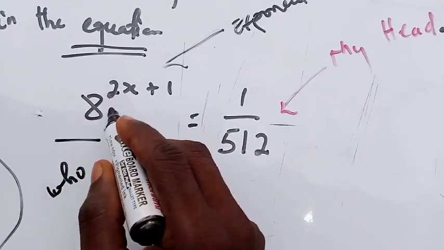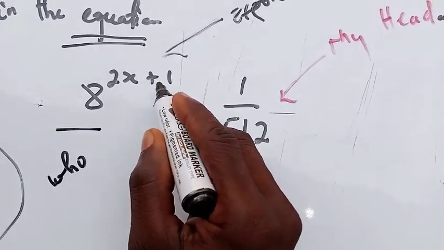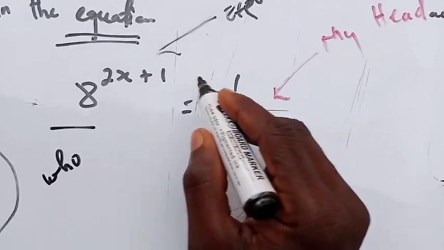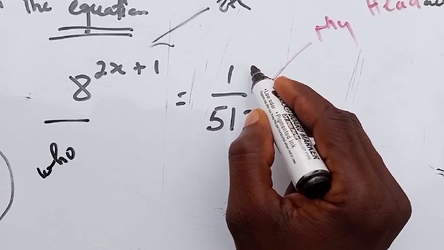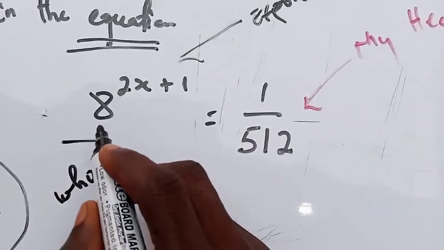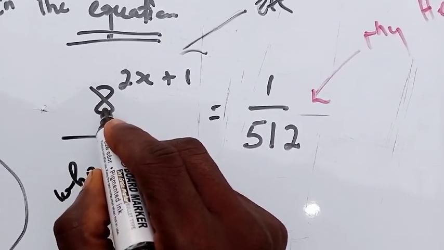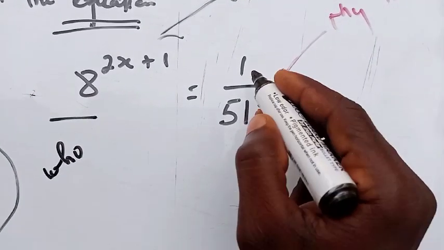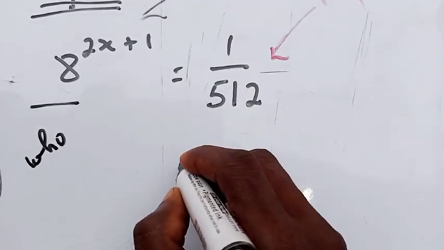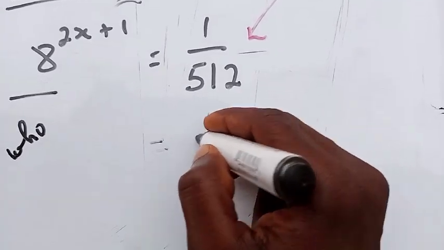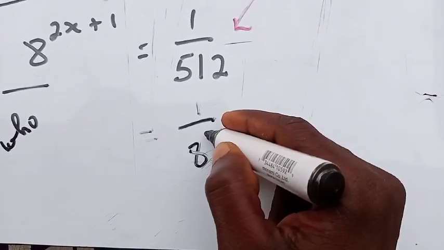So this guy is carrying 2x plus 1. So how can we get the same number here so that we can easily equate with the number at the top here? What I mean by the same number, this is the 8. The 8 down here, we call it the base. So here you can rewrite this number to be equal to 1 on what? 8 raised to the power 3.